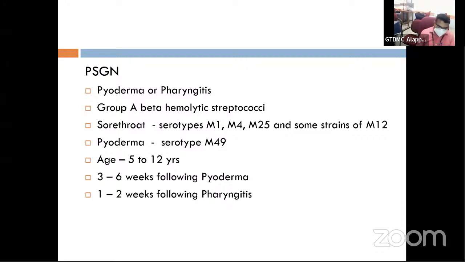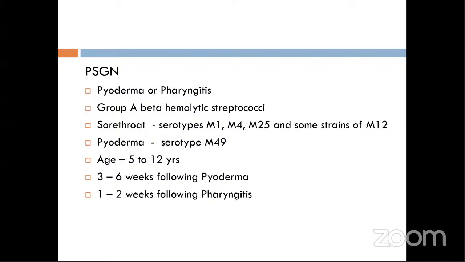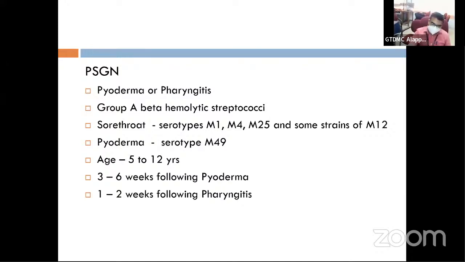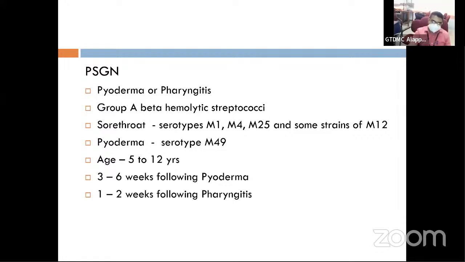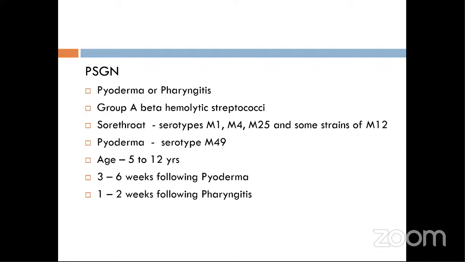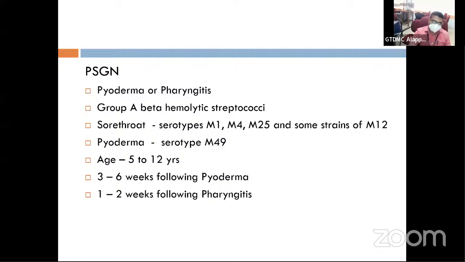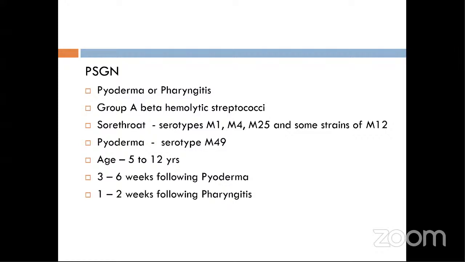Which is the other condition that is caused by streptococcal infection? Anyone? Rheumatic fever, acute rheumatic fever. Okay. Acute rheumatic fever is also a post-streptococcal condition. In acute rheumatic fever, many strains of group A beta streptococcus can cause it, but in PSGN only a few strains. The pyoderma-causing strain is serotype M49. Only one strain of pyoderma-causing streptococcus produces nephritis.